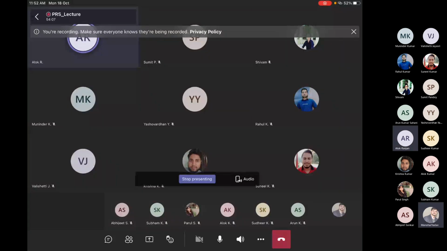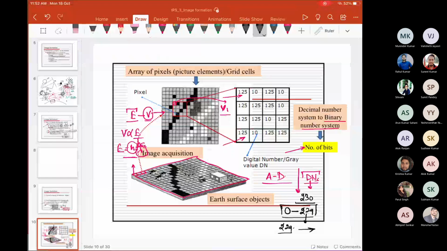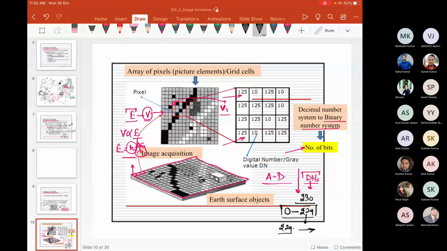So as I discussed before, if we have 229 in the decimal number system, and you generate its binary equivalent, then how many bits are required? Log n bits.